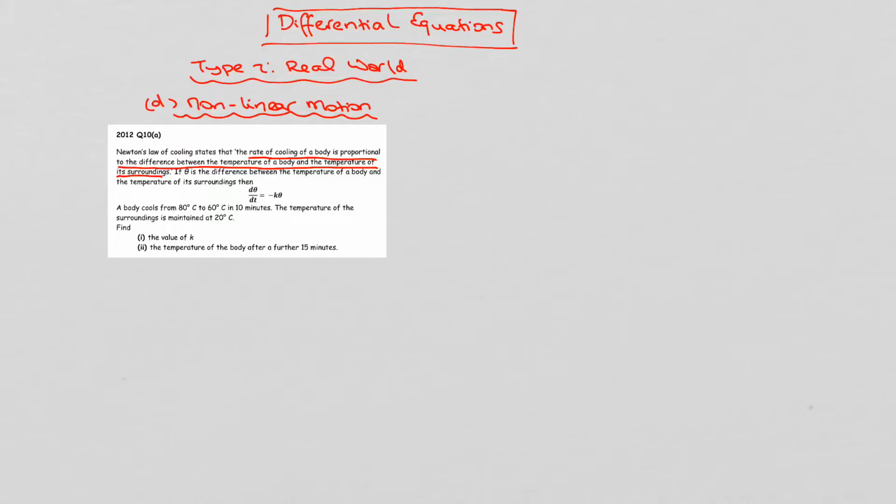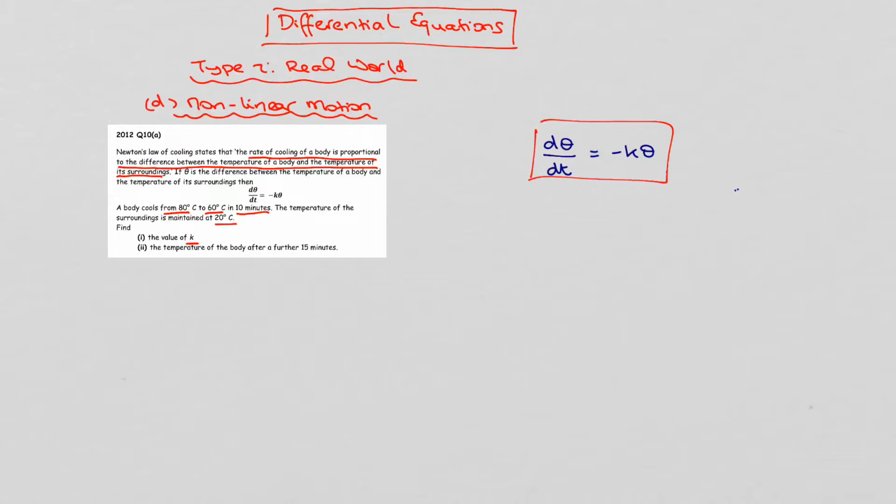So we're told that a body cools from 80 to 60 degrees in 10 minutes, and the temperature of the surroundings is maintained at 20 degrees Celsius. And the first thing we have to do is find the value of k. So what is this constant of proportionality? So let's see what we have at the start. So we have d theta dt is equal to minus k theta.